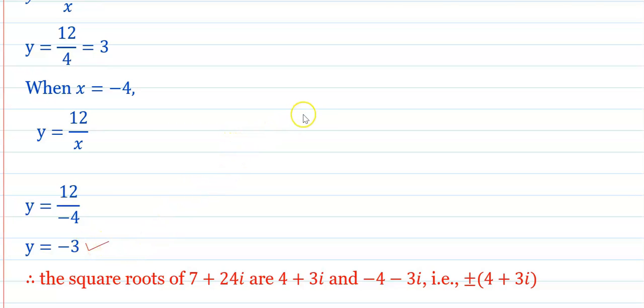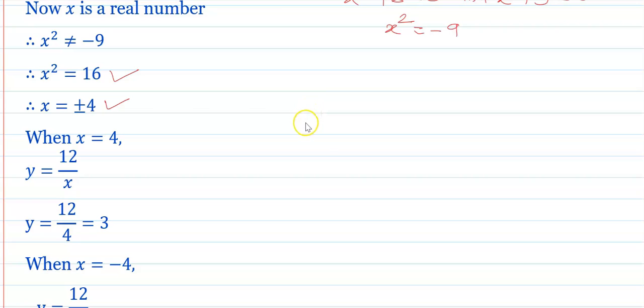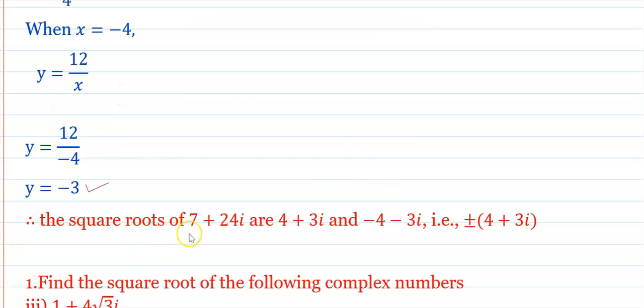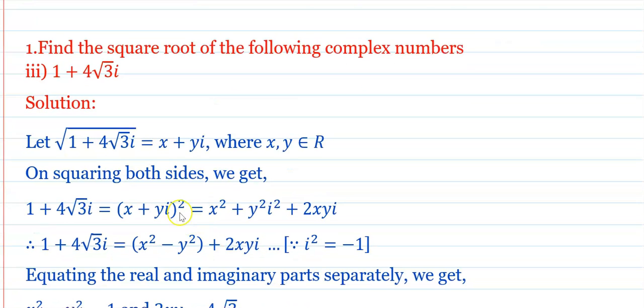Therefore, the roots of the complex numbers are, what is the roots? First, x is a positive, therefore 4 plus 3i, and another is minus 4 minus 3i. Okay. Hence, the square root of 7 plus 24i is 4 plus 3i, and minus 4 minus 3i. That is plus or minus (4 plus 3i). Now the next question. Find the square root of the following complex number 1 plus 4 root 3i.